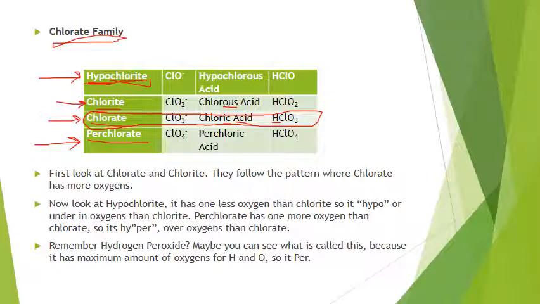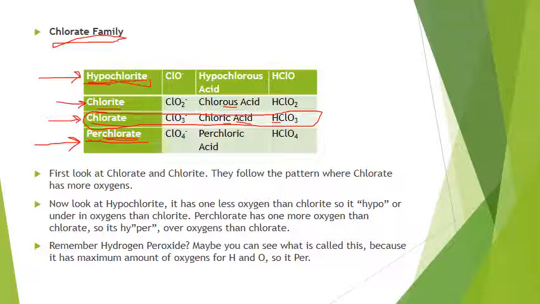And it turns out that chlorate can have 1 extra oxygen. So it's chlorate, and adding 1 is like hyperchlorate, but we just say perchlorate. And so it's going to be ClO4 minus, and this should be perchloric acid.